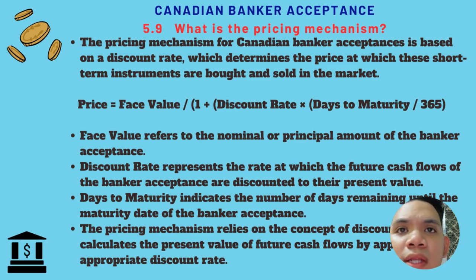So face value refers to the nominal and principal amount of the bank acceptance. Discount rate represents the rate at which the future cash flow of the bank acceptance are discounted to their present value. Day to maturity indicates the number of days remaining until the maturity date of the bank acceptance. The pricing mechanism relies on the concept of discounting, which calculates the present value of future cash flow by applying an appropriate discount rate.